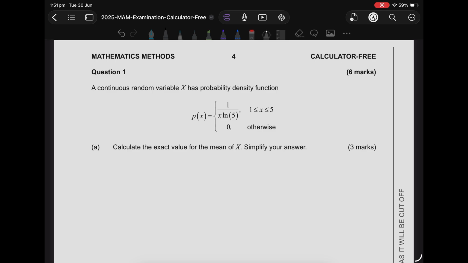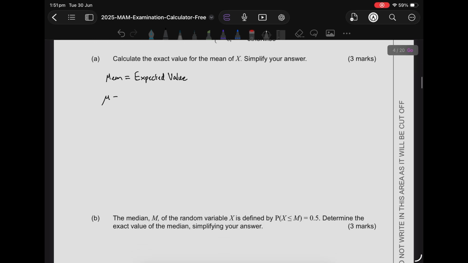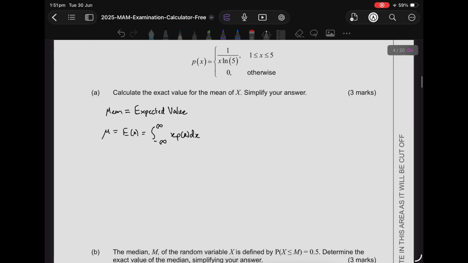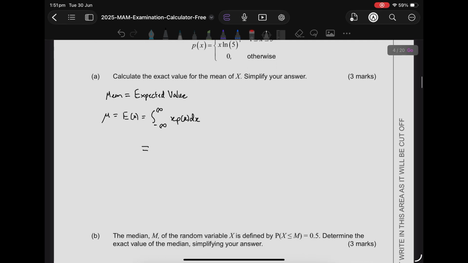One thing that should be extremely obvious here is that mean equals expected value. Now, from our formula sheet, we are given a formula for expected value as so. What we need to find is our bounds, which are given here in the question, as well as our p(x) function, which is given here in the question.